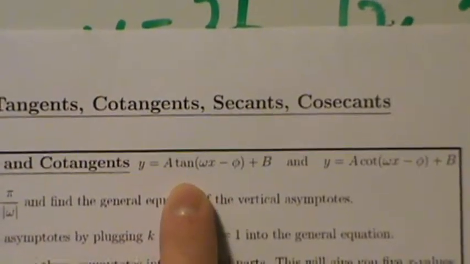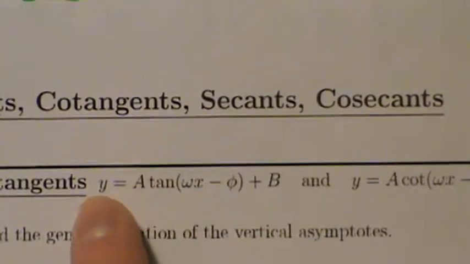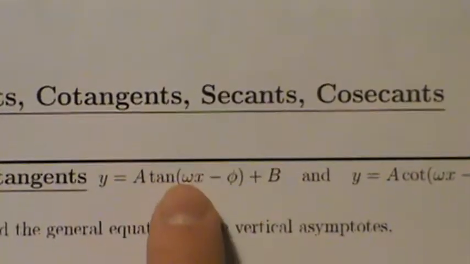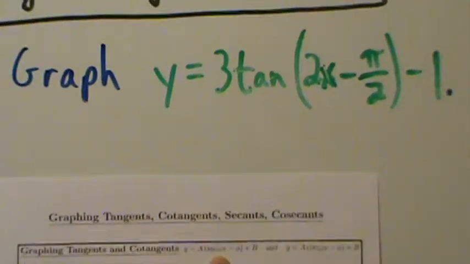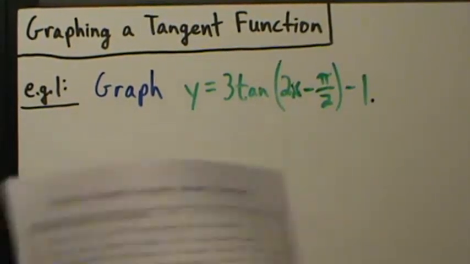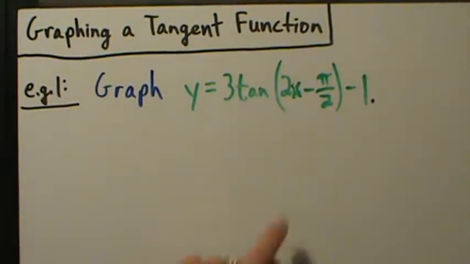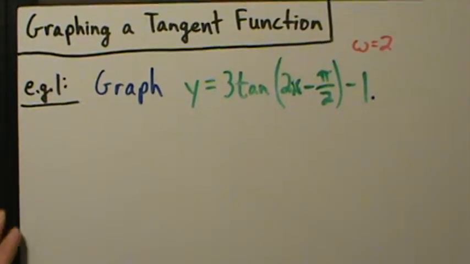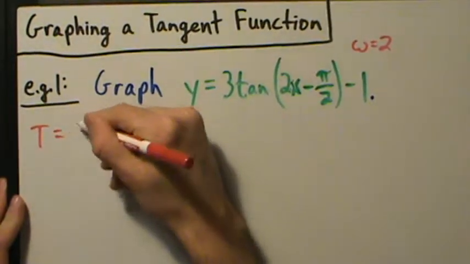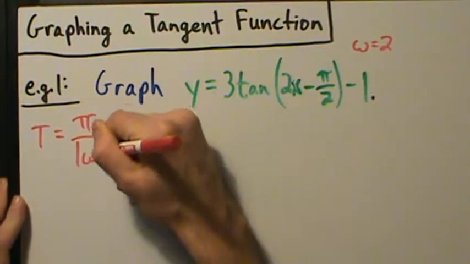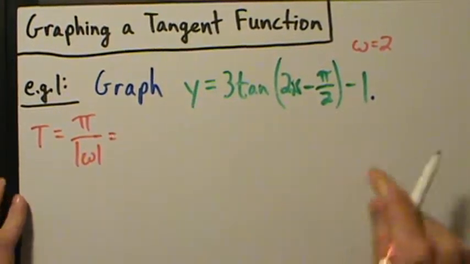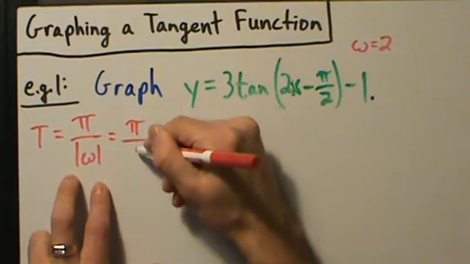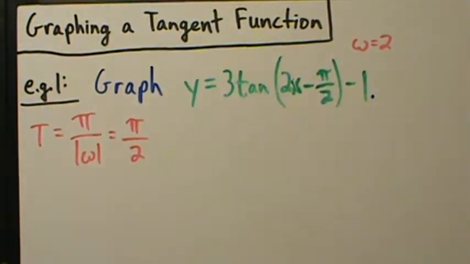Just like with sines and cosines, the general form of the equation is y equals A times the tangent of omega x minus phi, plus B. So omega is the thing being multiplied by the x. If we zoom back out and ask what's being multiplied by the x, it's this 2 right here. So omega is 2. Then the period is T equals pi over the absolute value of omega, and since omega is already positive, we can drop the absolute value. So this is just pi over 2. That's finding the period.